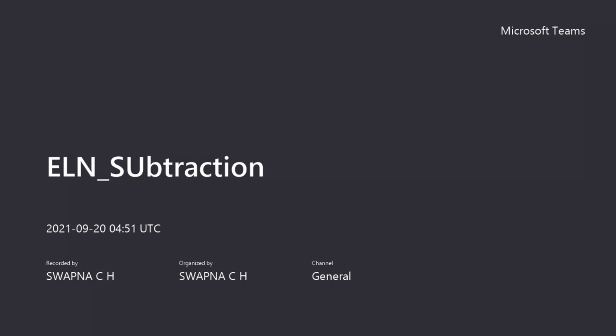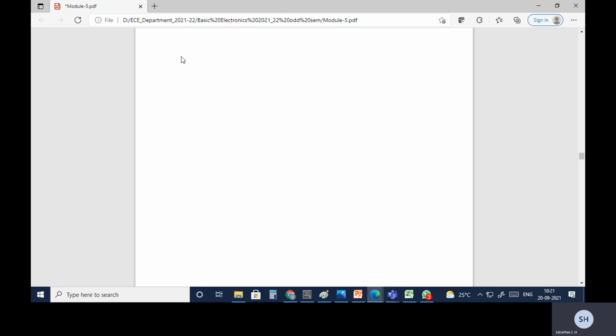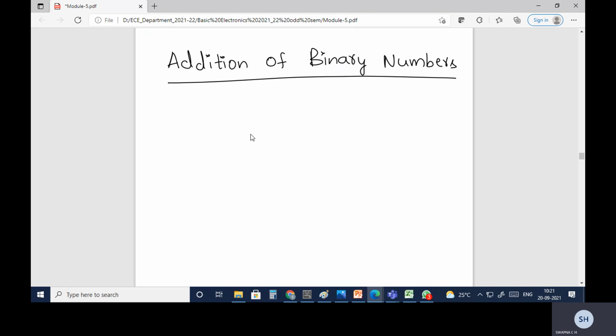Hi, in today's class we'll see how to add two binary numbers. Okay, so we'll see addition of binary numbers. Before going to the addition of binary numbers, let us analyze how to add two bits.